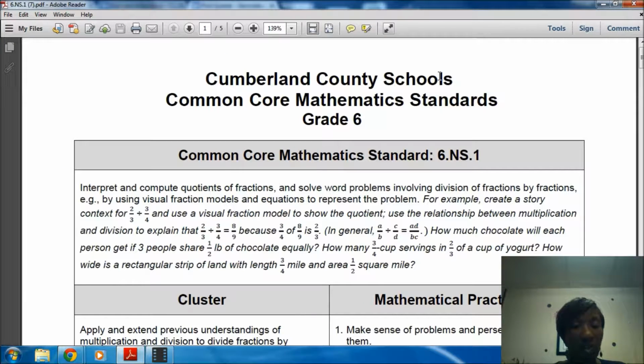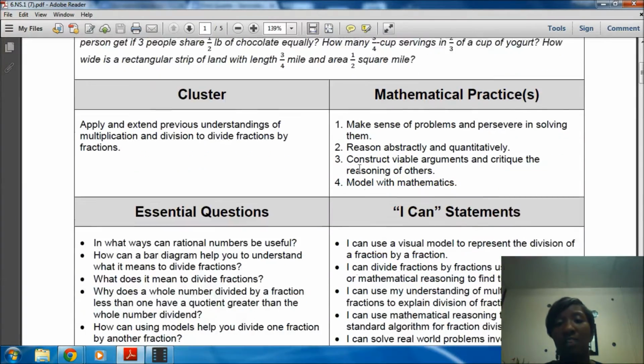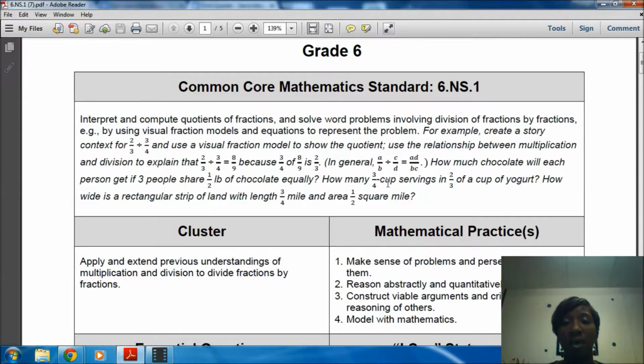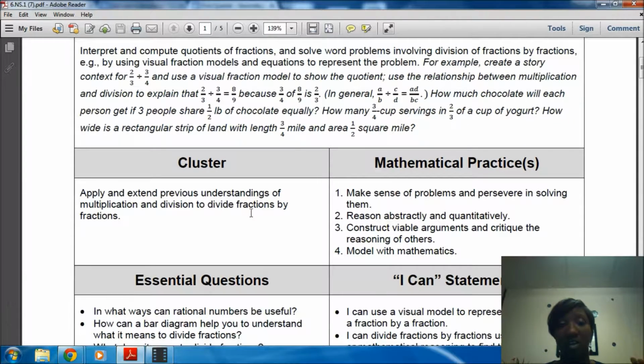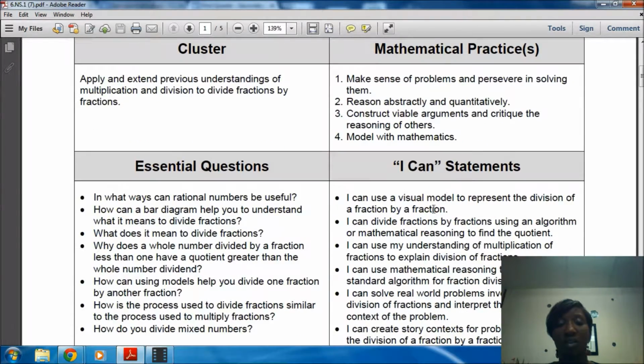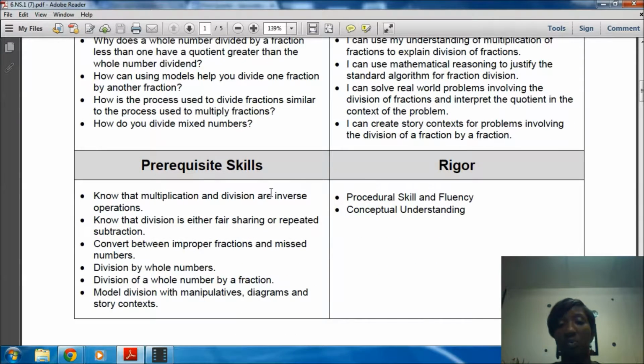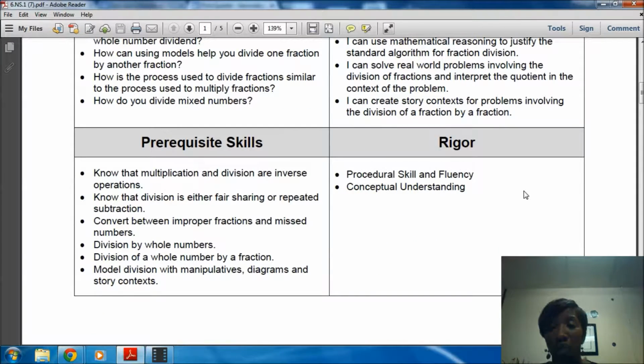We are continuing with planning for math instruction and planning with student engagement in mind. So we left off looking at the 6NS1 document, and we talked about the standard itself, the cluster that standard falls under, the math practices that should be evident. This is the behavior of the students and their actions in class, the I can statements, the essential questions, the prerequisite skills, and we left off with rigor.